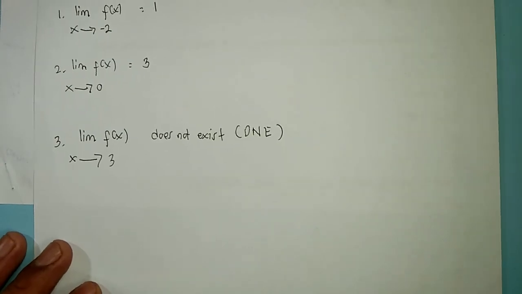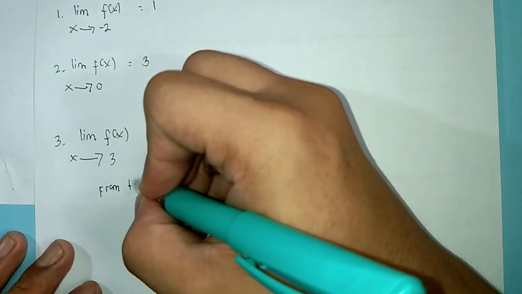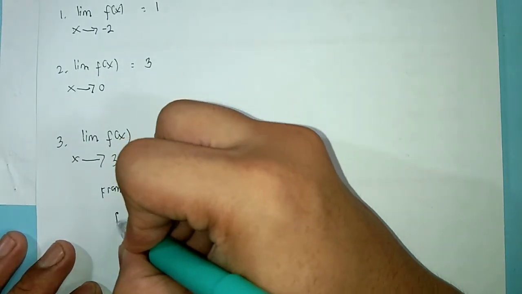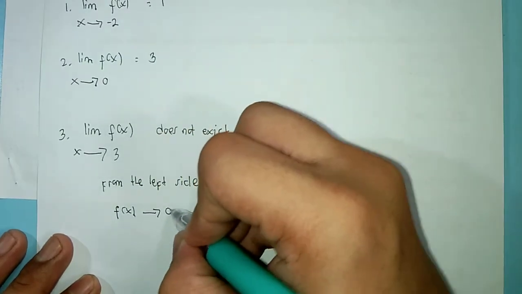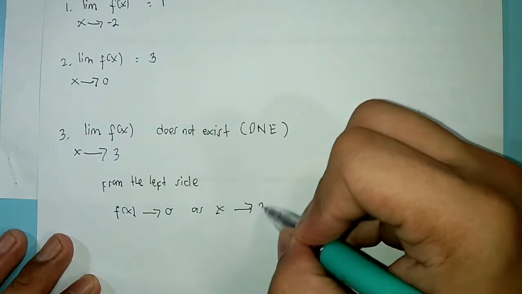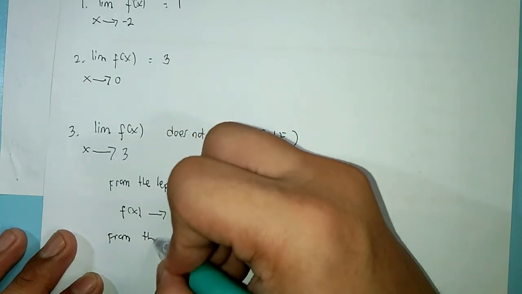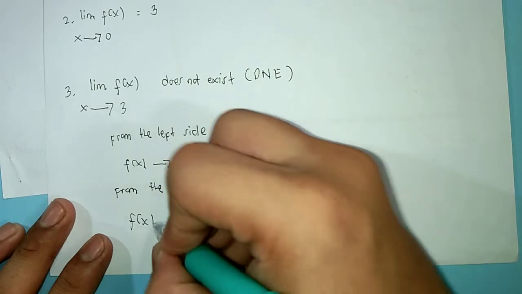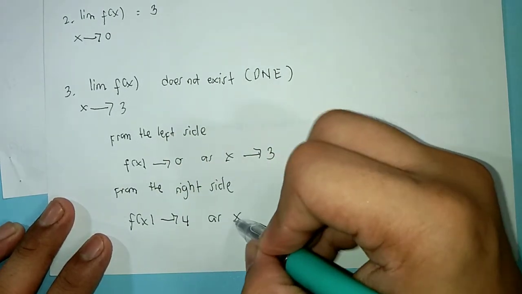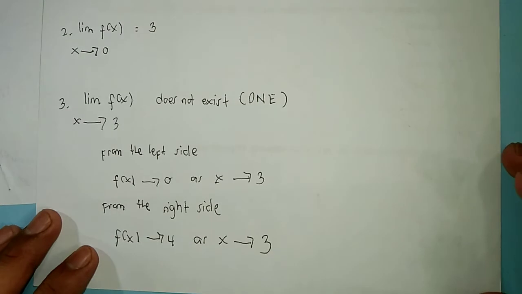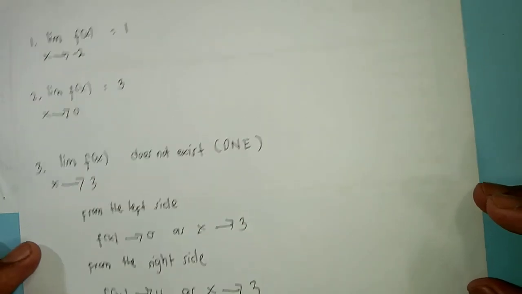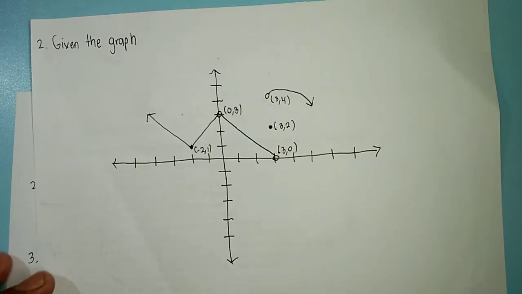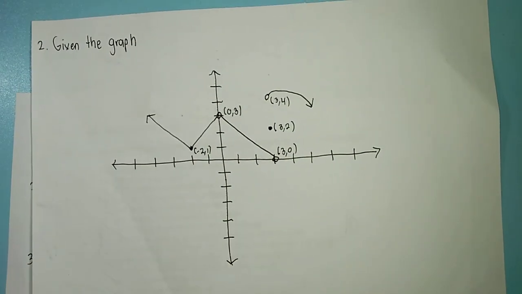Why does it not exist? From the left side, the values of f of x approach 0 as x approaches 3. But from the right side, f of x approaches 4 as x approaches 3. So they approach different values. That's how simple it is to find the limit of a function when the graph of the function is given.